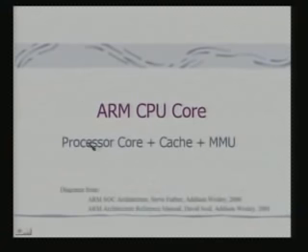Next, we shall look at these processors and processor cores in more detail. In fact, what we say is that an ARM CPU core typically consists of the processor core, cache memory and a memory management unit. Now, this memory management unit and cache we shall discuss separately when we discuss the memory organization in an embedded system. Today, our concentration would be on the processor core.